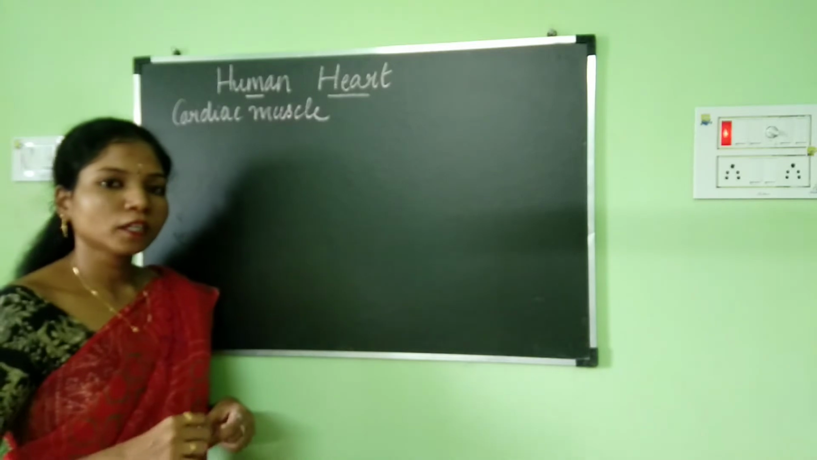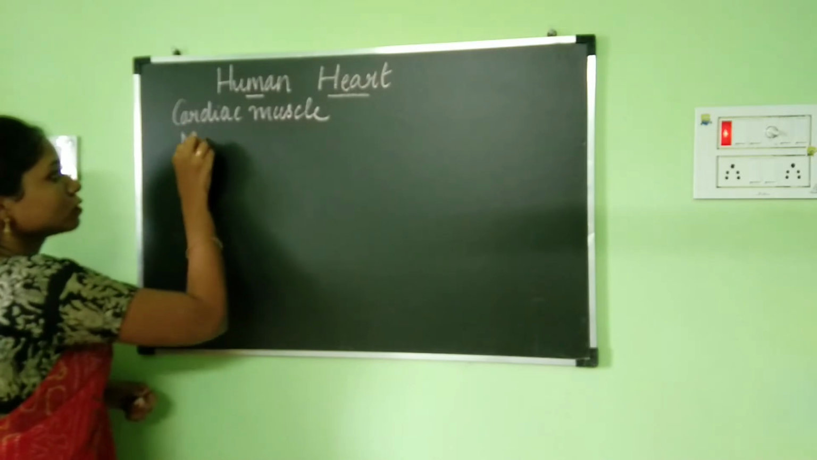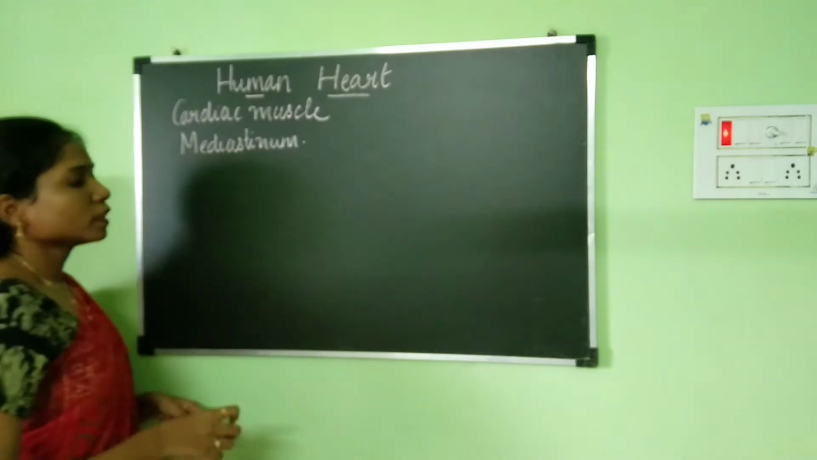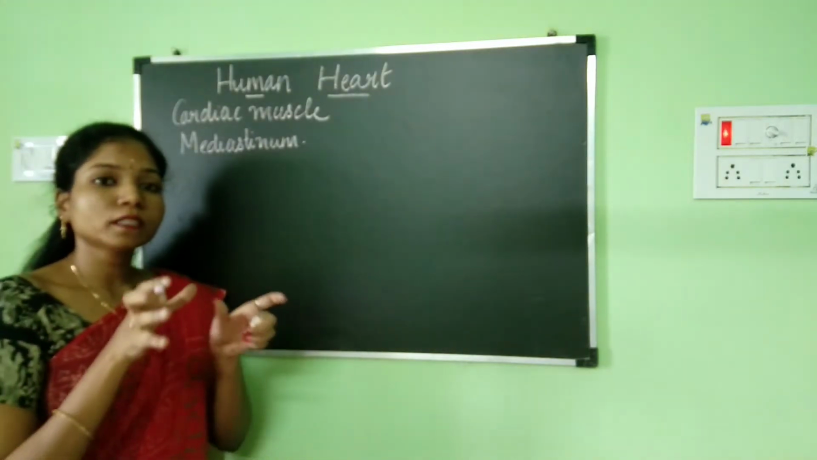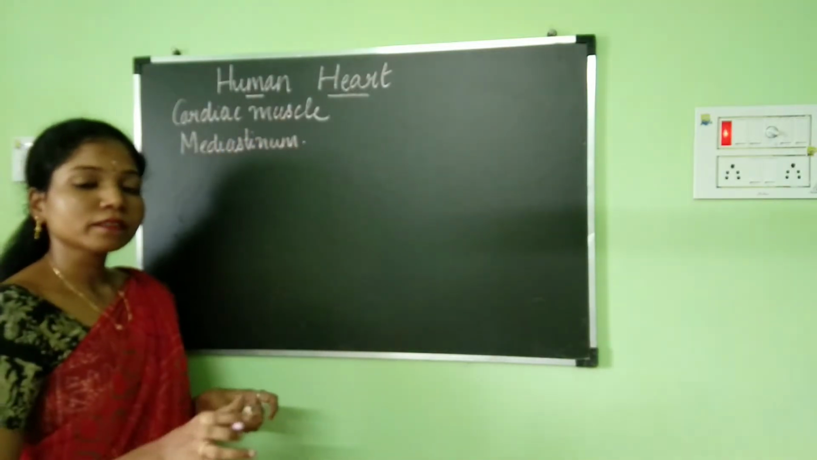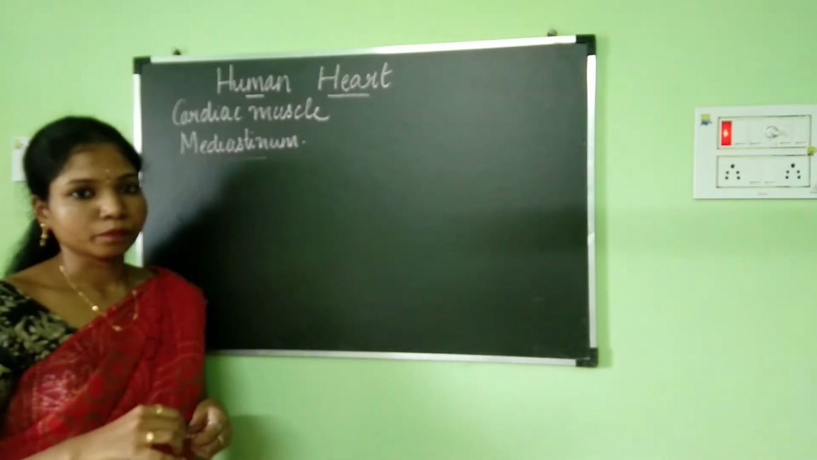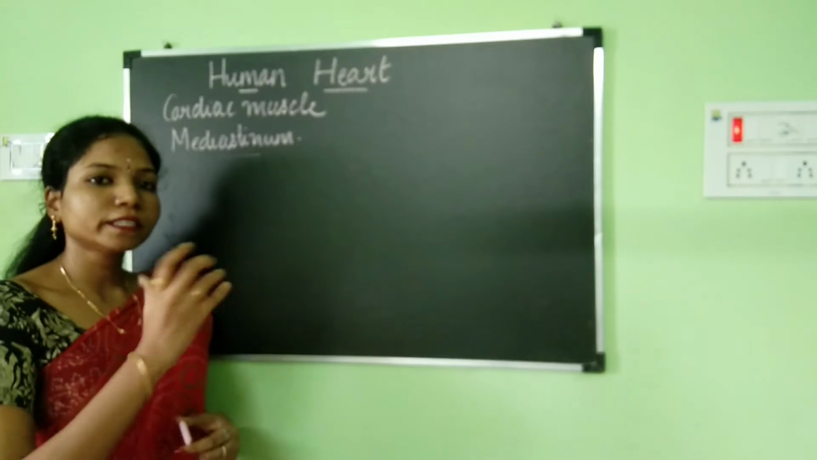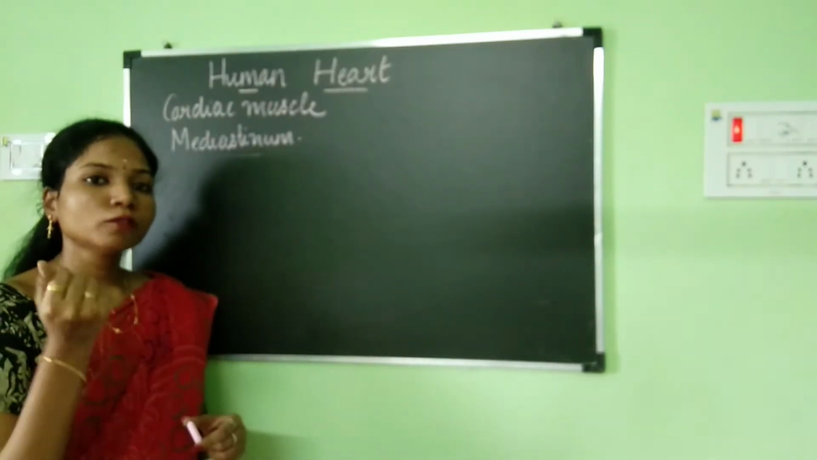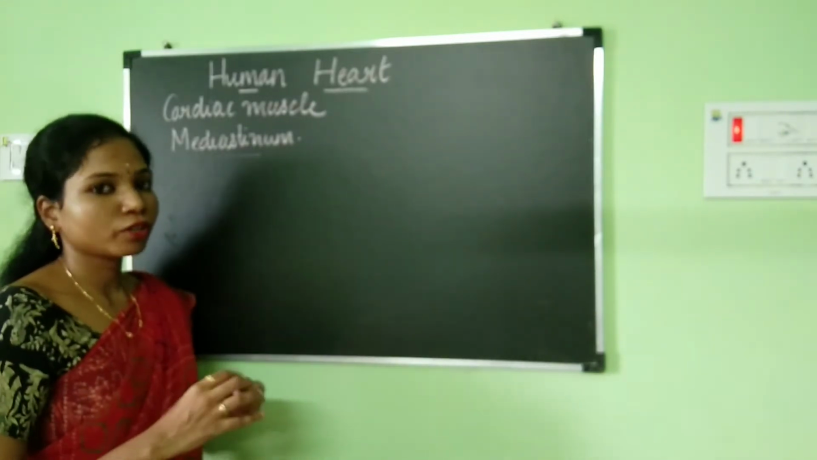So where is the human heart located? The human heart is located in the mediastinum. So what is this mediastinum? Mediastinum is nothing but the gap present between the two lungs. In that gap the human heart is present, and the gap between the two lungs is known as the mediastinum. The human heart is slightly tilted towards the left. When we talk about the size of the human heart, it is about the size of your closed fist. Now let's discuss the detailed structure of the human heart.